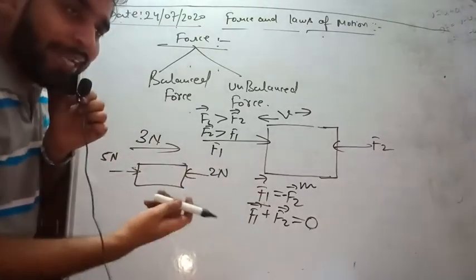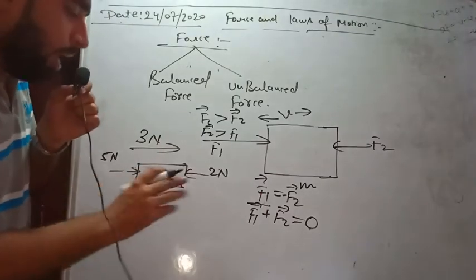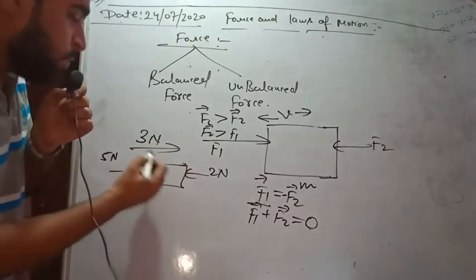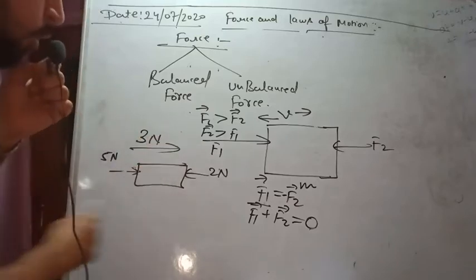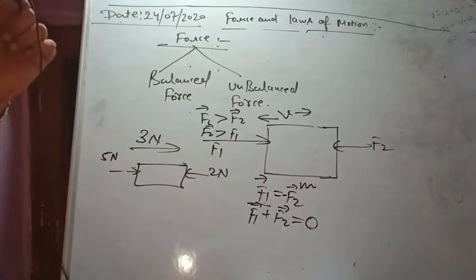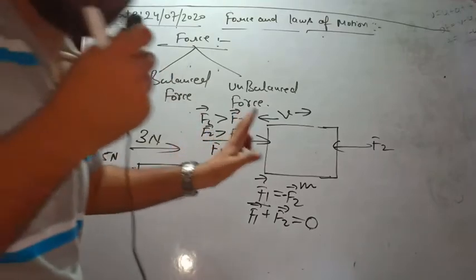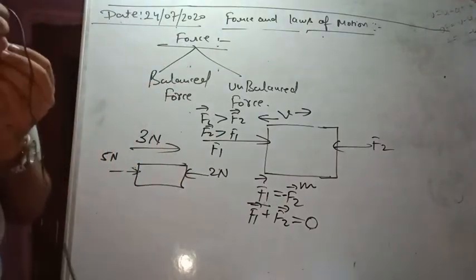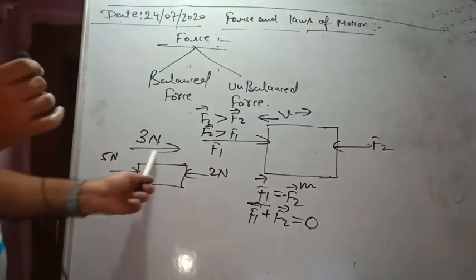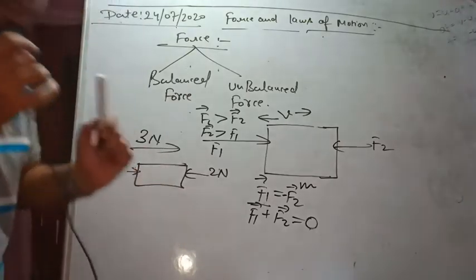Both will be subtracted, as I have told you earlier that force is a vector physical quantity, so direction will be considered. So 5 minus 2, 3 Newton is the effective force, in which direction the block will move. So the resultant of forces is calculated by considering the signs as well. Here the resultant is 0 or 3 Newton? 3 Newton. That's why the block was moving.